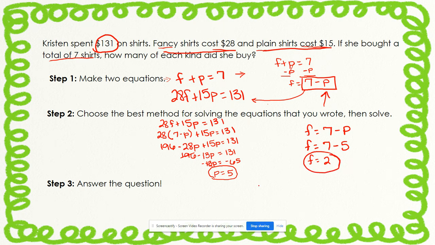So I always need to make sure that I go back and that I have answered the question. And this question asks, how many of each kind did she buy? So we are going to say she bought 5 plain shirts and 2 fancy shirts.